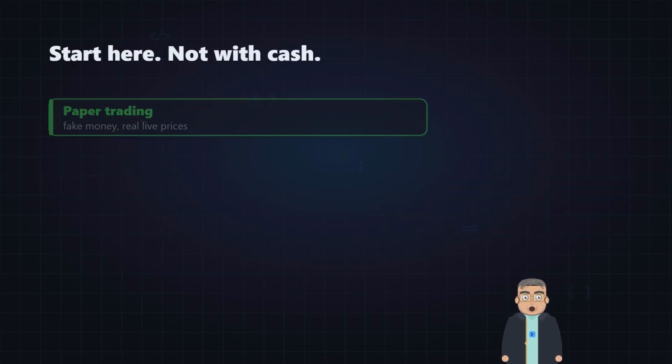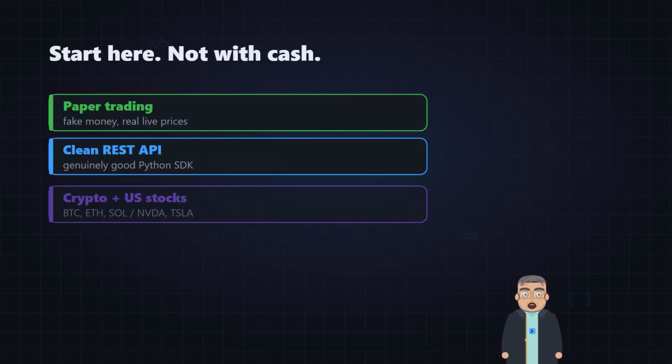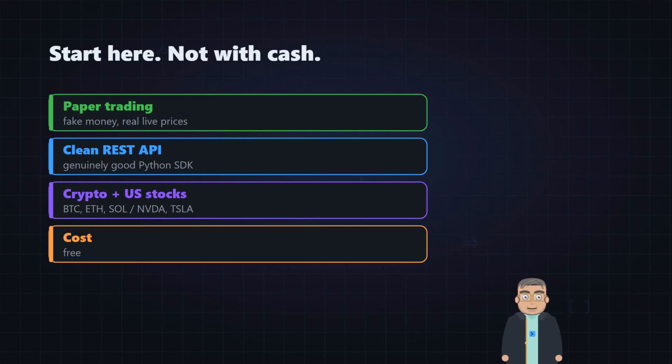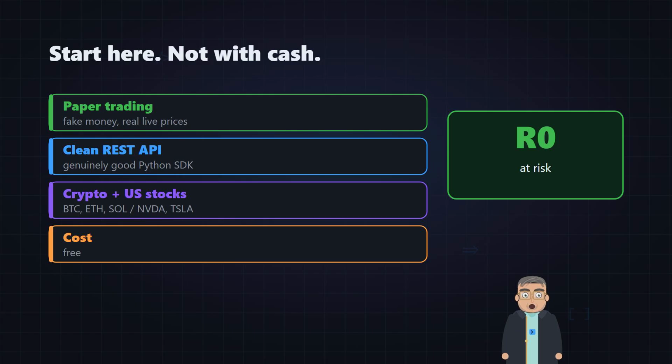So the first stop was Alpaca. Alpaca is a broker with a free paper trading environment, which means fake money moving against real live market prices. The API is clean, the Python library is genuinely good, and it covers crypto and US stocks. Most importantly, the risk is exactly zero. Nothing you do can cost you anything. If you want to learn this, this is where you start, not with your own cash.